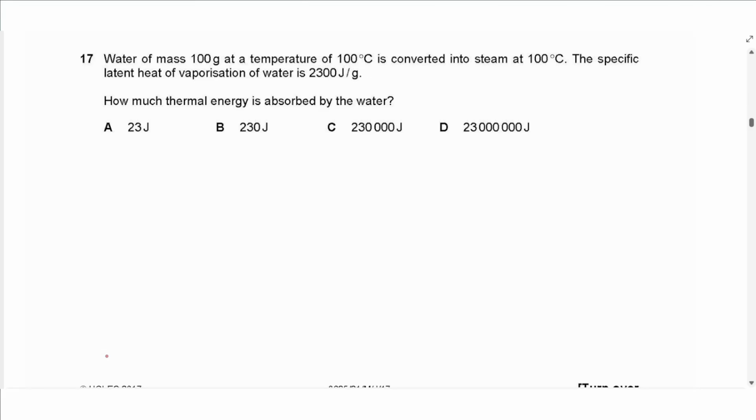Question 17 is about latent heat capacity, so you can skip this question for the new syllabus. It says water of mass 100 grams at a temperature of 100 degrees Celsius is converted into steam at 100 degrees Celsius. The specific latent heat of vaporization of water is 2300 joules per gram. How much thermal energy is absorbed by the water? So the mass is in grams and the unit here is per gram, so we do not convert the mass. And the energy is equal to ml, so we multiply the mass 100 by the latent heat capacity 2300. That will give us an answer of 230,000 joules, so we choose C.